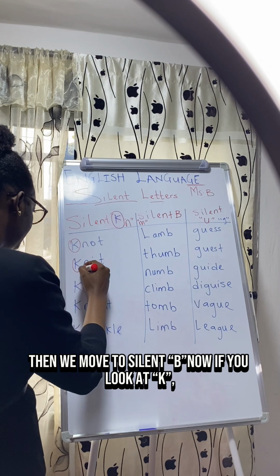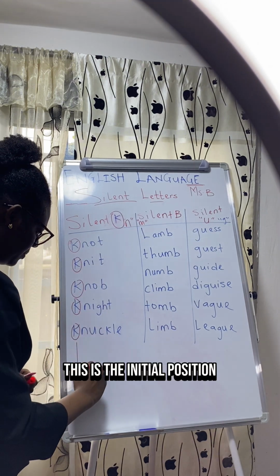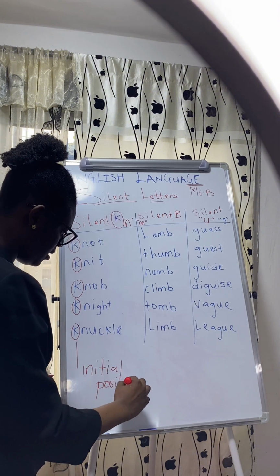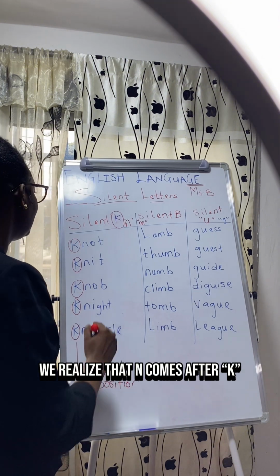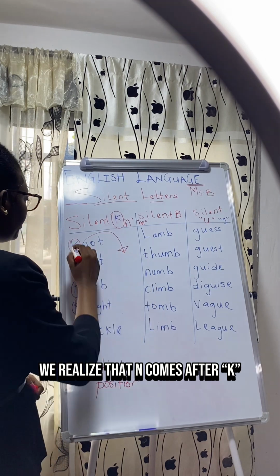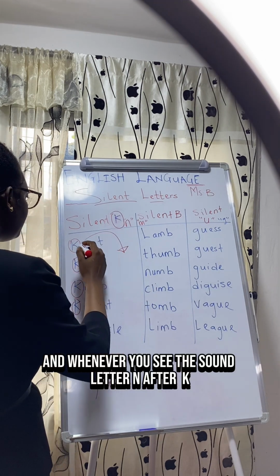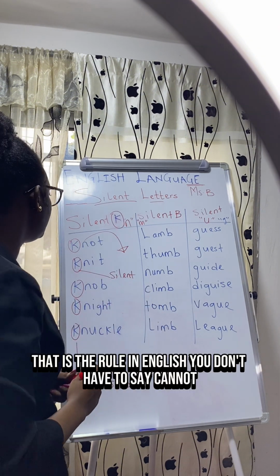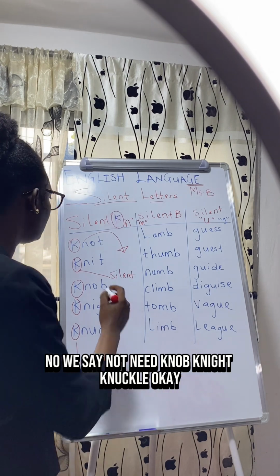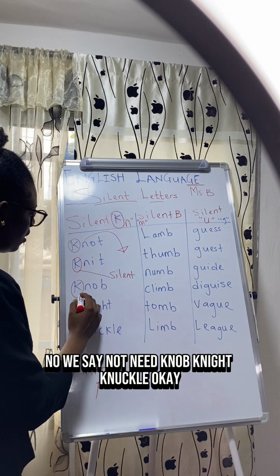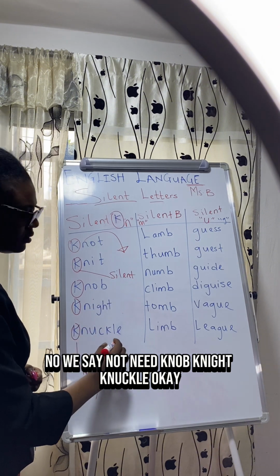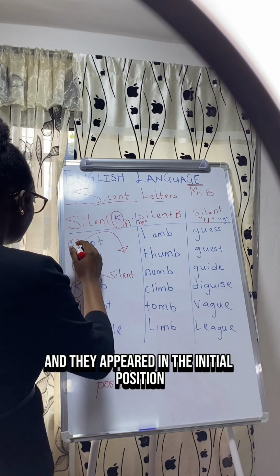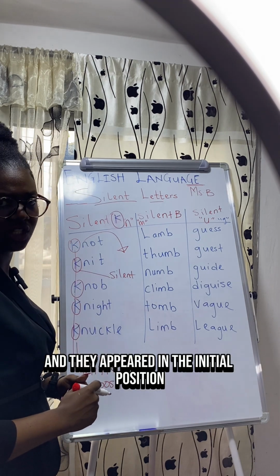Now if you look at K, this is the initial position. It appears at the initial position, and at this initial position we realize that N comes before K, and whenever you see the letter K before N, this becomes silent. That is the rule in English. You don't have to say cannot. No, we say not, need, knob, night, knuckle. So these are all silent letters and they appeared in the initial position.